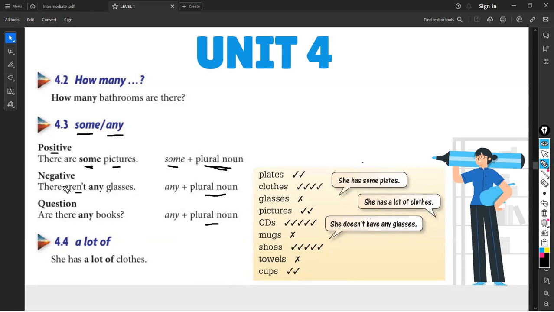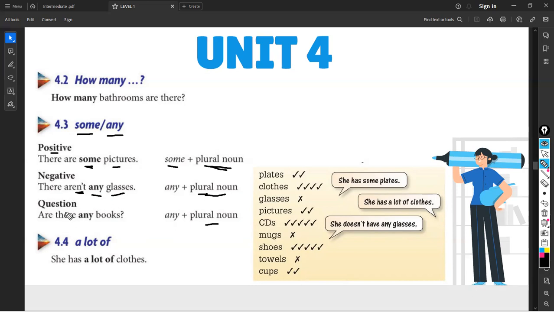Now, if the sentence is negative, I mean it has not, 90% of negative sentences have not, then I have to use any. Notice: there are not any glasses. Notice that glasses is plural again. But the difference is that with any, I have to use it with negative words.